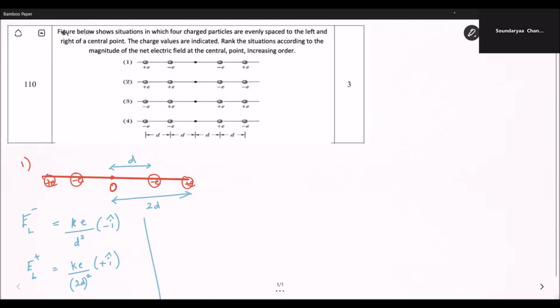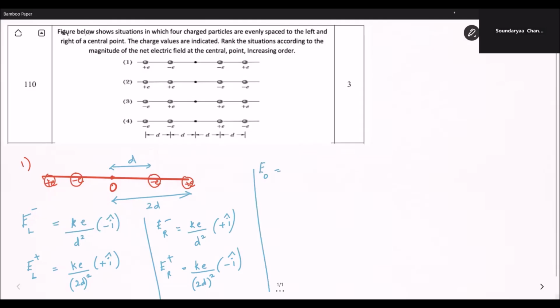In the similar way, E right minus is equal to ke divided by d square into the direction of electric field due to negative charges, radially inward. So it is plus i cap, and then E right plus is equal to ke divided by 2d the whole square into minus i cap because it is radially outward. What is the electric field at center O?